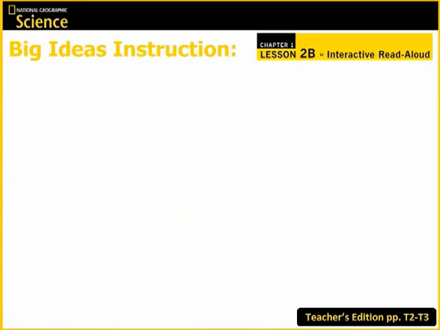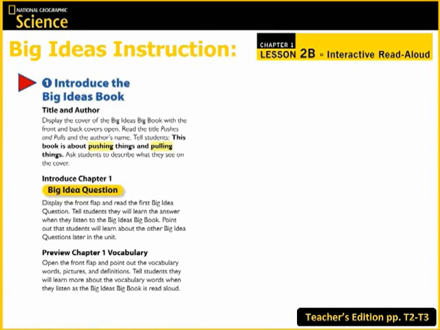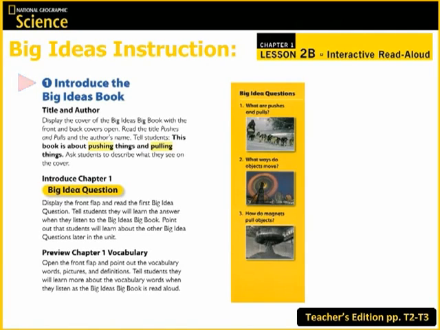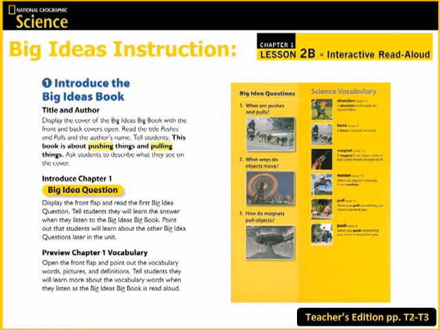The next lesson that is always the same in each chapter is Lesson 2B, the Interactive Read Aloud. This lesson begins with the introduction of the Big Ideas book, which involves discussing the cover, introducing the author, and introducing the big idea question for that chapter. Use the front flap of the Big Ideas book to introduce the first big idea question. The number of questions on the flap indicates how many chapters there will be in each unit, as the chapter covers one big idea question.